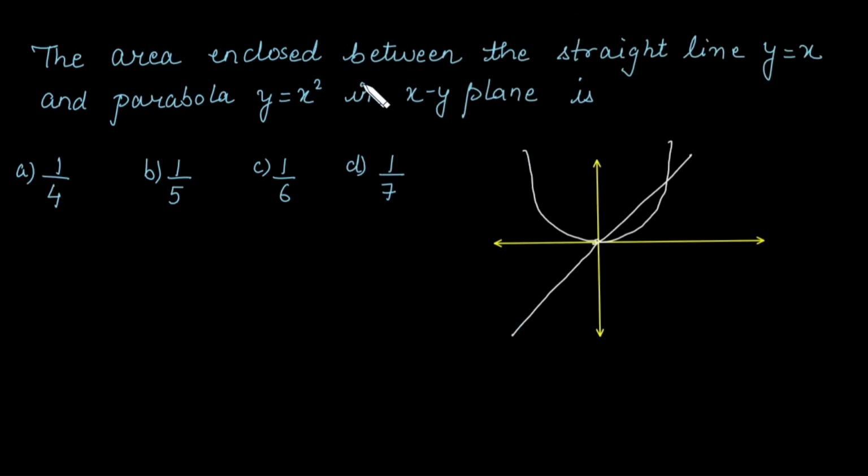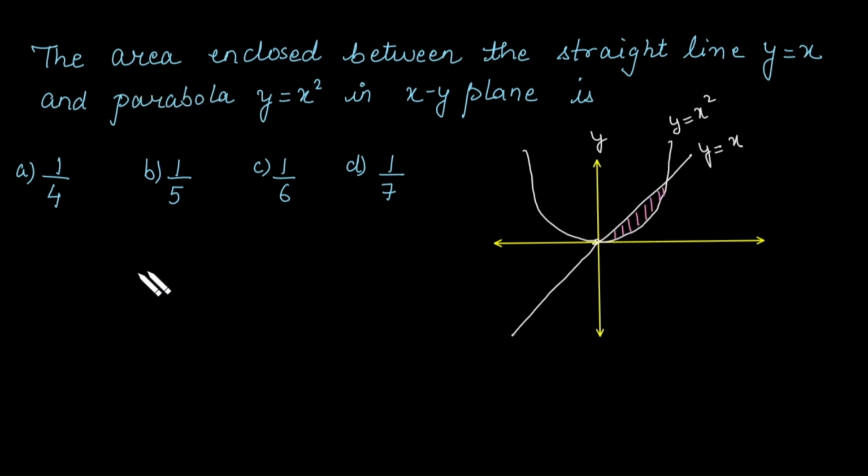Next question is, the area enclosed between the line y is equal to x and the parabola y is equal to x square in the xy plane. Here I have taken the line y is equal to x and this is the curve y is equal to x square. Why is this one like this? Because when you take any value of x, y is always positive. So y is positive on this side, so it is an upward parabola. Now, the bounded region is this.